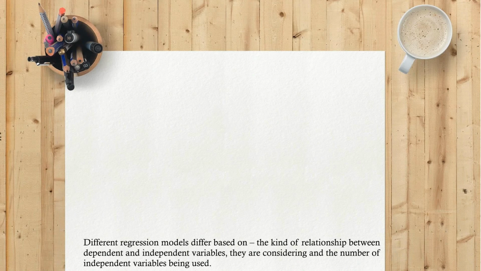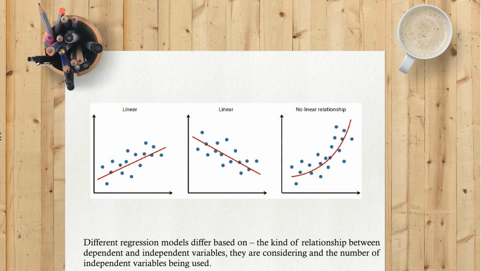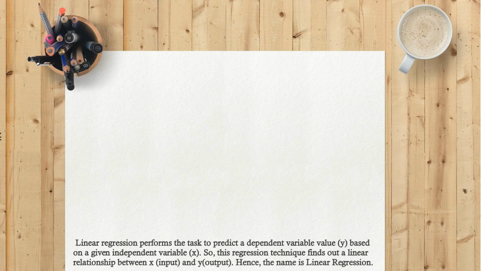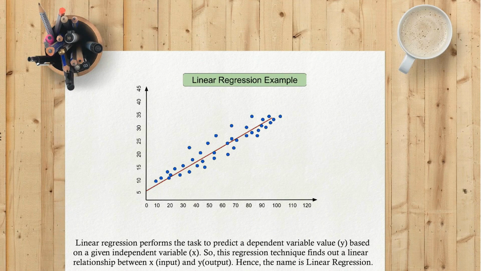Different regression models differ based on the kind of relationship between dependent and independent variables they are considering, and the number of independent variables being used. Linear regression performs the task to predict a dependent variable value, y, based on a given independent variable, x. So, this regression technique finds out a linear relationship between x, input, and y, output. Hence, the name is linear regression.